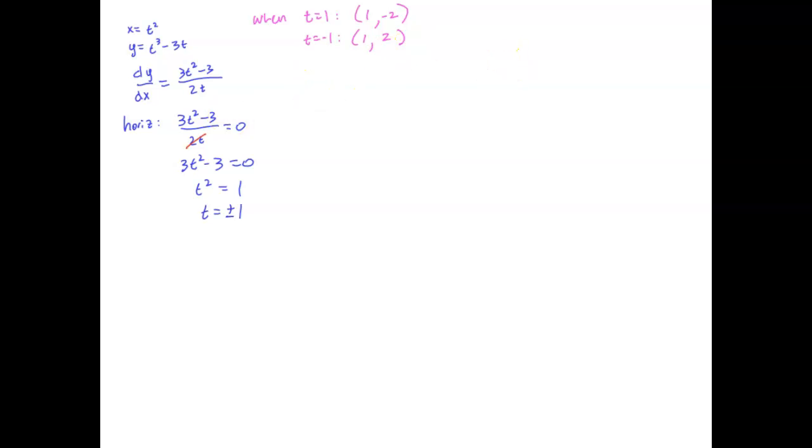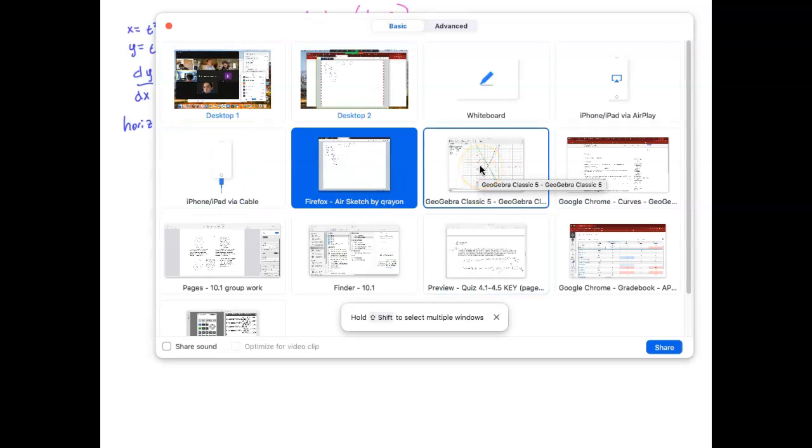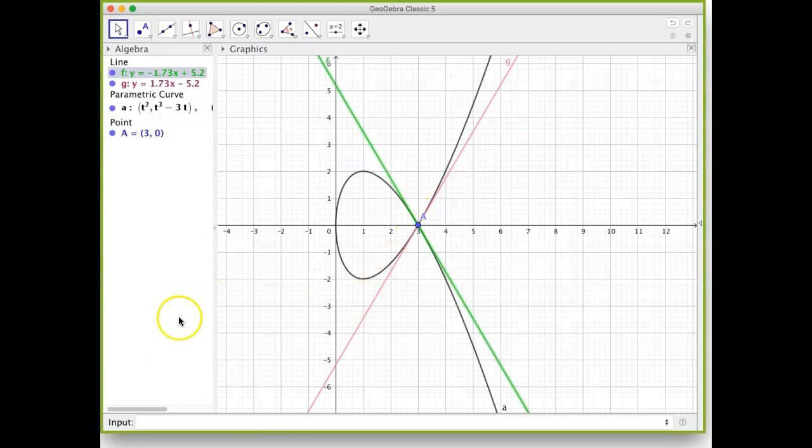And again, let's check this graphically, just to make sure it looks like it makes visual sense. So I should have horizontal tangents at (1, -2), which visually looks like a horizontal tangent there to me. And then also at (1, 2). And again, horizontal tangent up there. That makes sense.